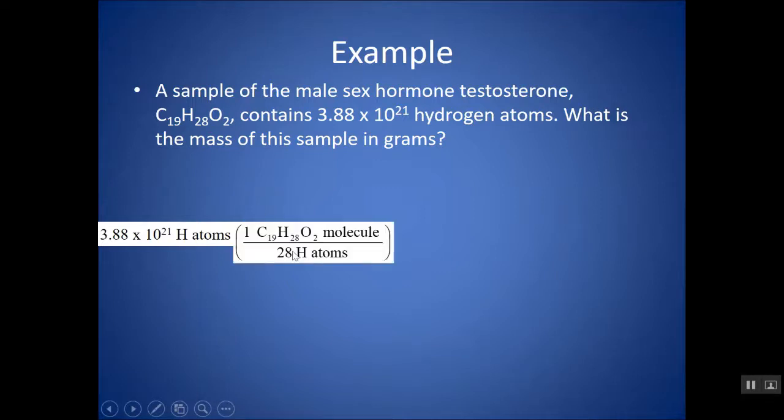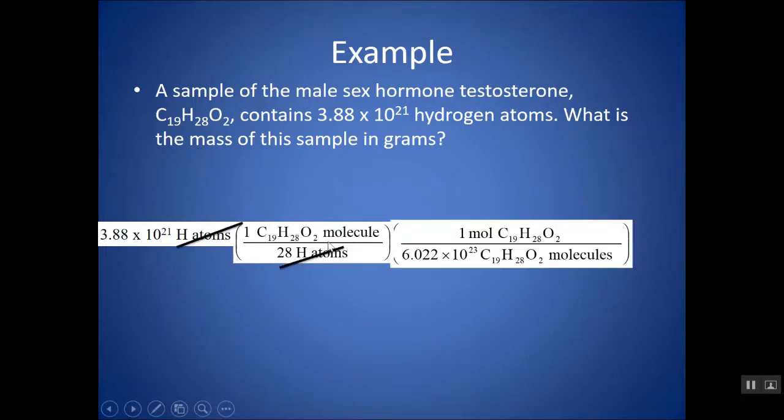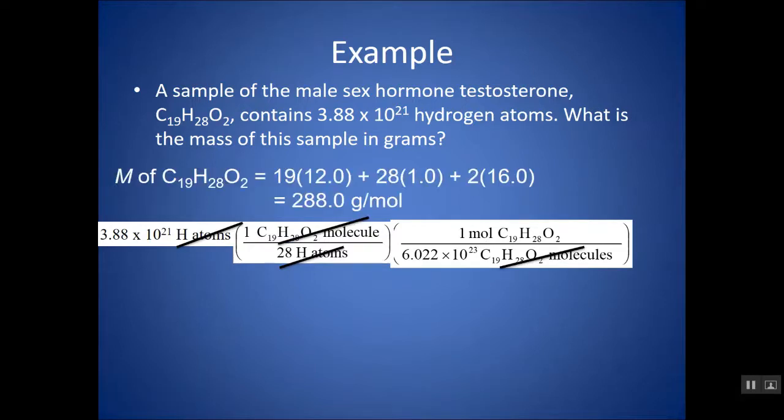So I want hydrogen atoms on the bottom this time because I want them to cancel, and I see that there's 28 hydrogen atoms for every 1 molecule of this testosterone. Now I'm in number of molecules. I can change it to moles by using Avogadro's number. I want molecules on the bottom, so Avogadro's number is on the bottom, and I want moles on top. And now I can change from moles into mass using the molar mass.